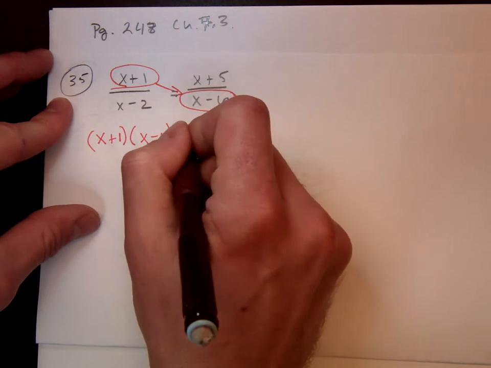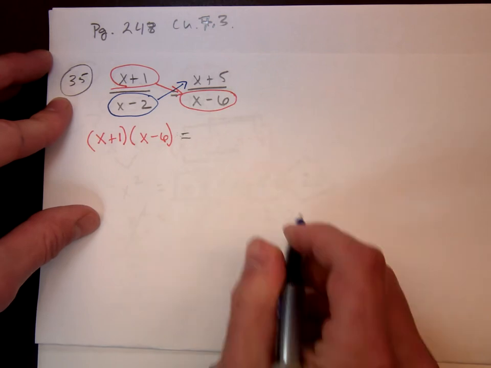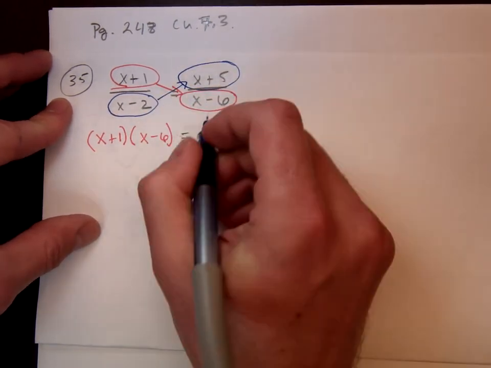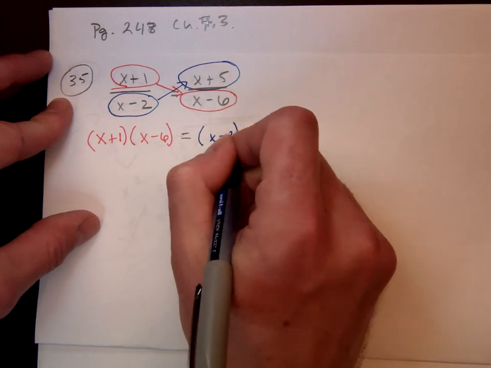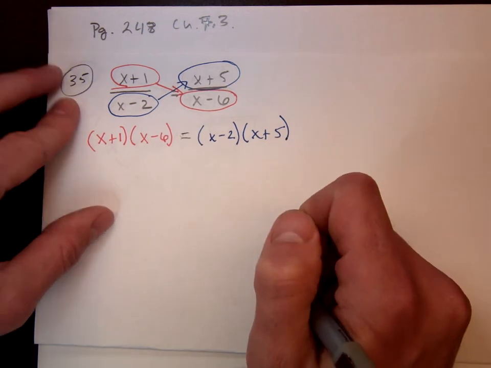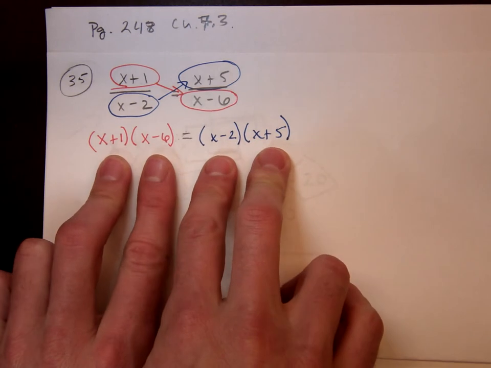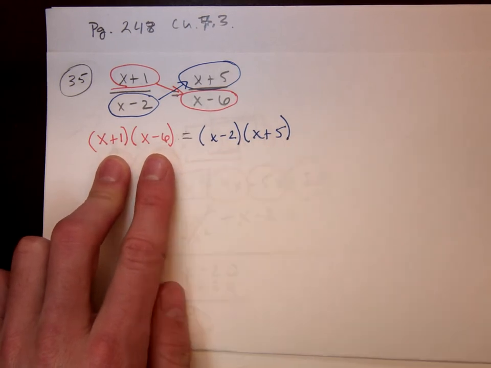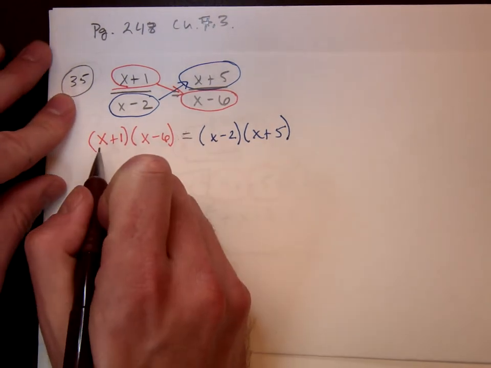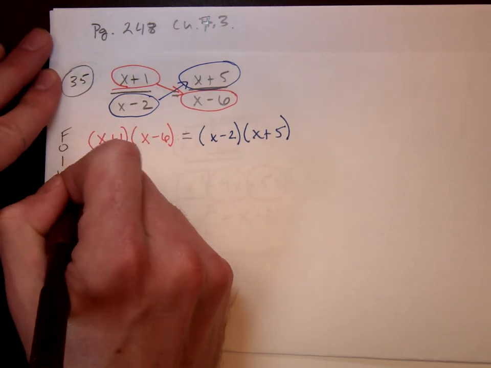And then that is going to be equal to the other cross product. We take x minus 2 and multiply it times x plus 5. Now, to continue from here, we're going to need to simplify these. Now, for one of them, I'm going to go ahead and just FOIL it, as this is a method you're probably most familiar with. Again, FOIL, we're going first, outside, inside, last.